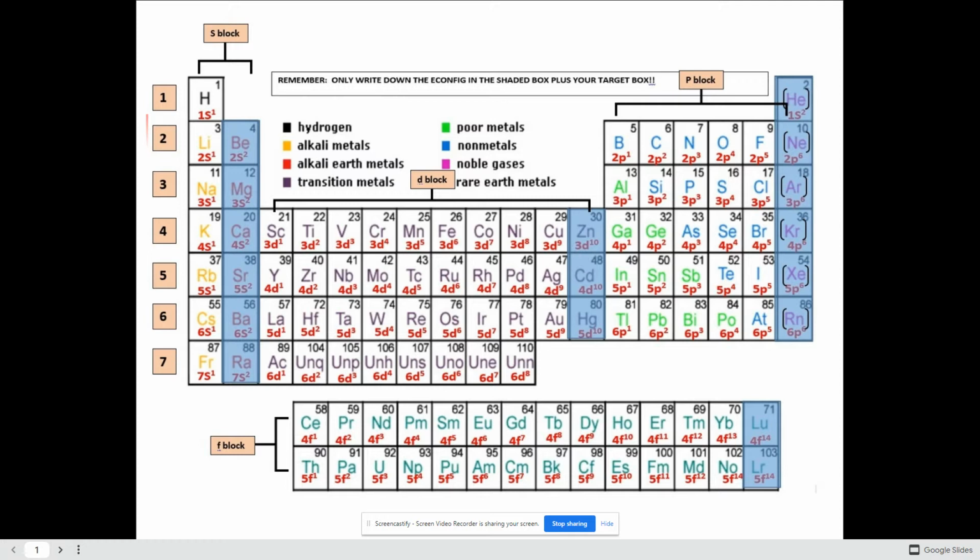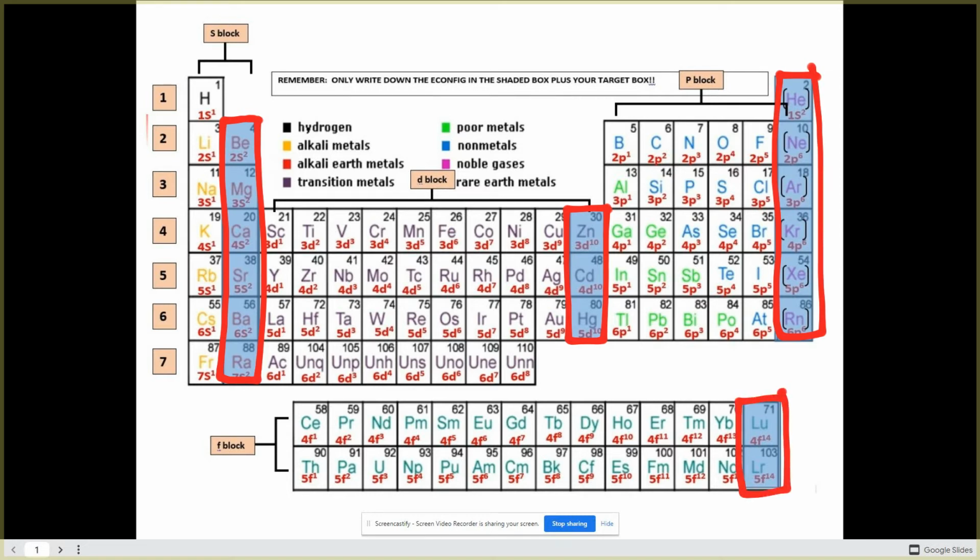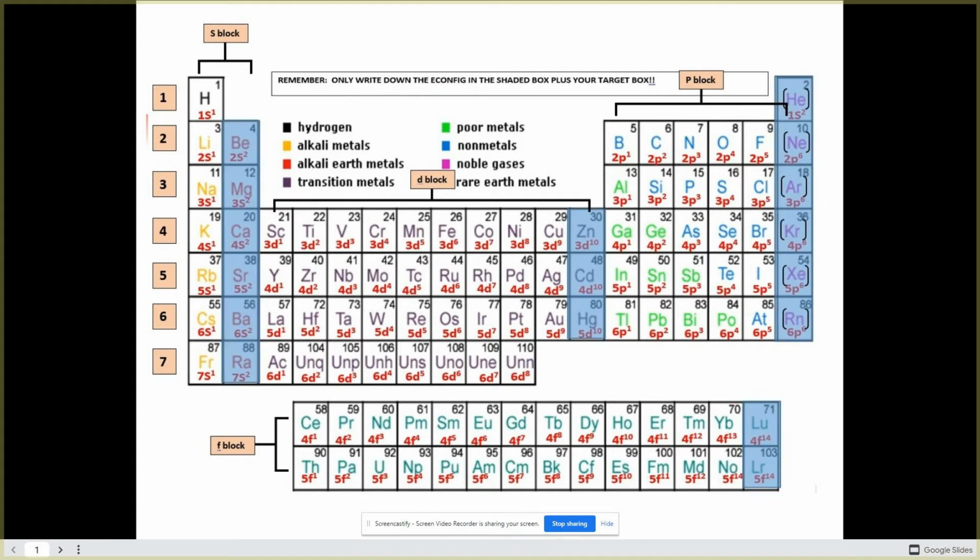If you look at the periodic table right here, I have shaded a few things. If you look closely, this column right here, the second column, group two, is shaded. This one right here is shaded. This one is shaded right here. And this one is shaded right here. So guys, when we write down electron configuration, we're only going to write down the electron configuration in those shaded boxes plus our target box. Basically, what we do is we go box per box until we hit the atomic number that we want.